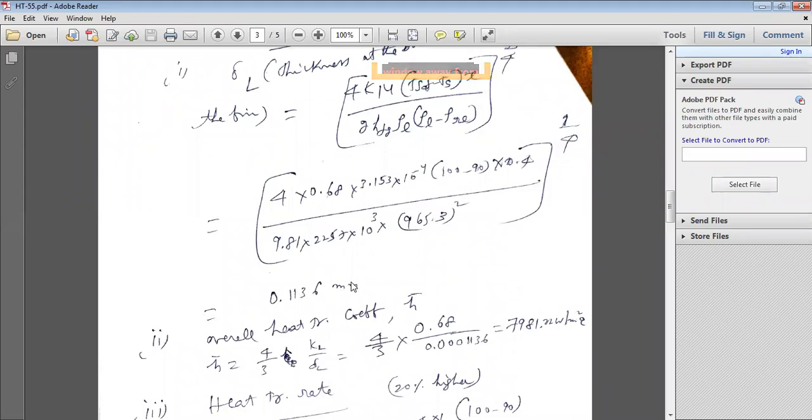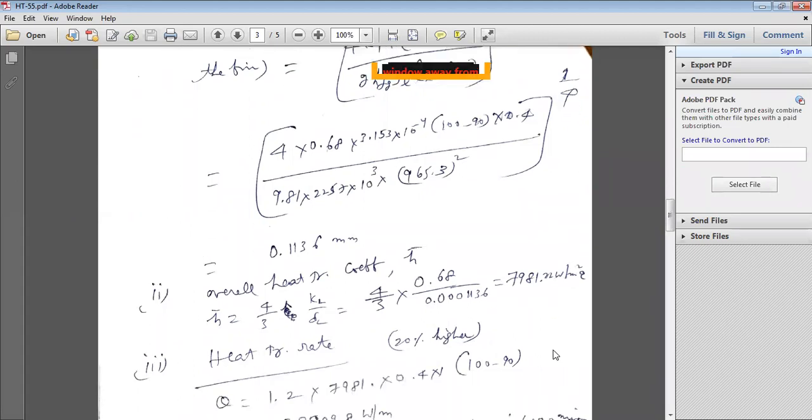0.1136 mm. Here you get mm, but you have to convert it into meters. Then that becomes 0.000136. If you substitute in this, then you are getting the overall heat transfer coefficient, or average heat transfer coefficient, H bar, 7981 point some 22 watt per meter square Kelvin.